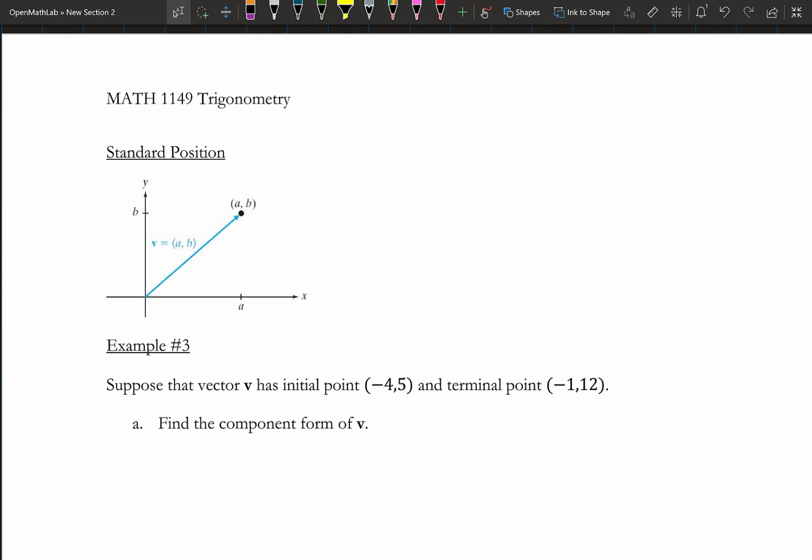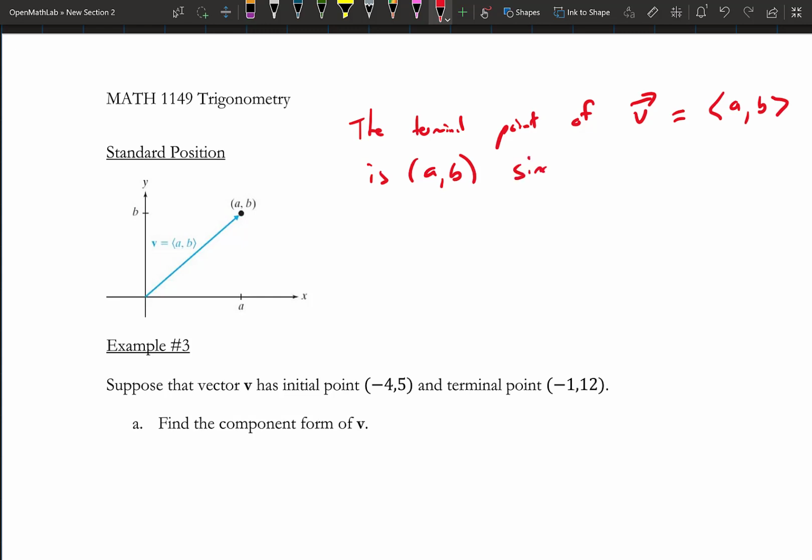All right, so then the next part is just looking at a vector in standard position. If I have a vector in standard position, we know that's when the initial point is at the origin. So if that's true, then the terminal point of vector v, which is denoted by a, b in its component form, is going to be the point a, b, since it is in standard position.